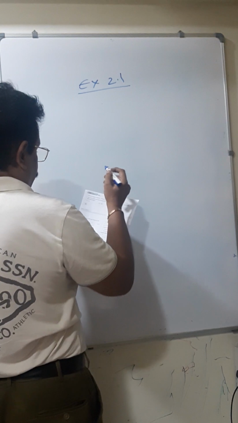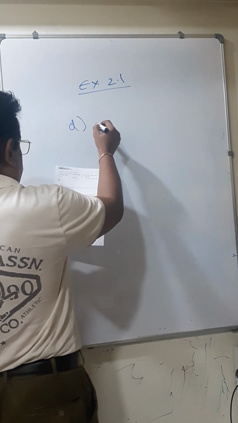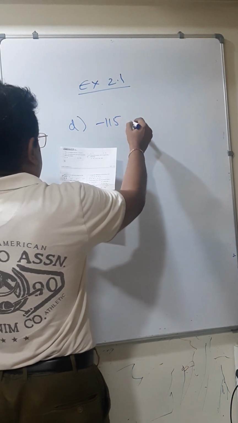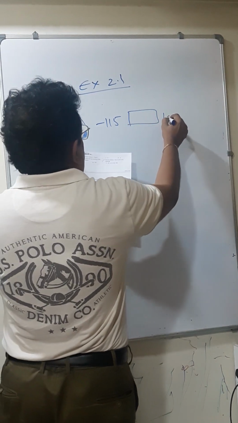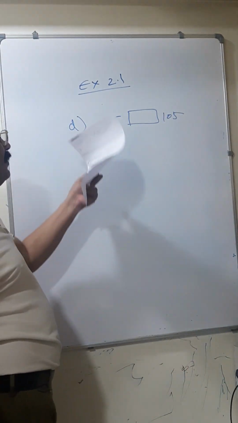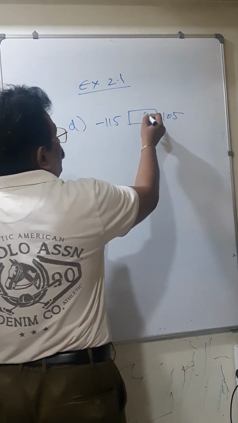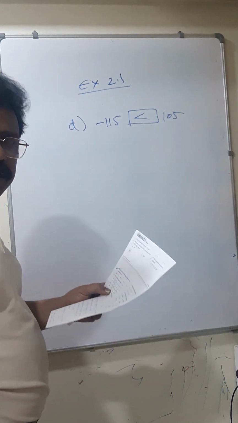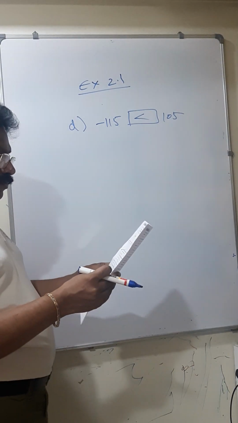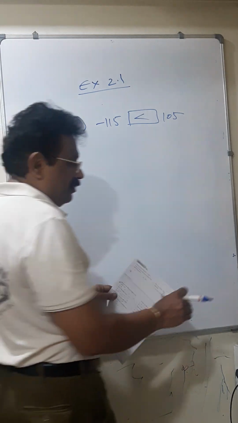D. Oh, this is a simple sum. Minus 115 is dash 105. Naturally, negative number है, positive number है. It is always less. Right? Minus 115 is less than 105. So that finishes our fifth question.